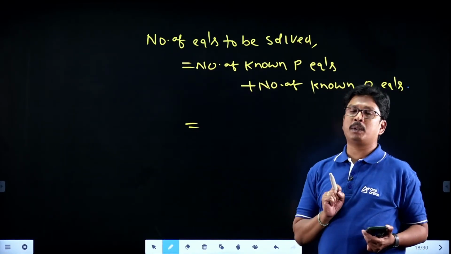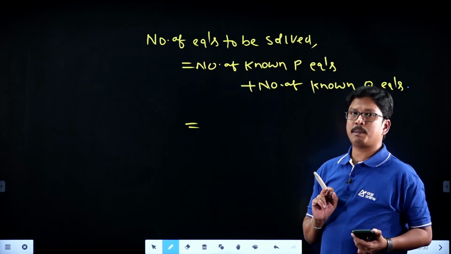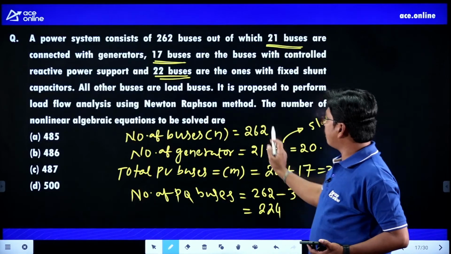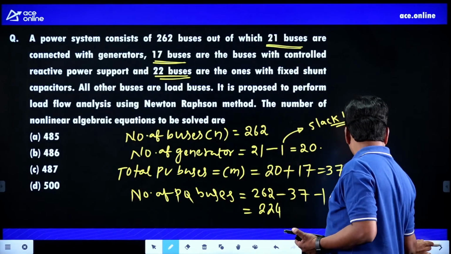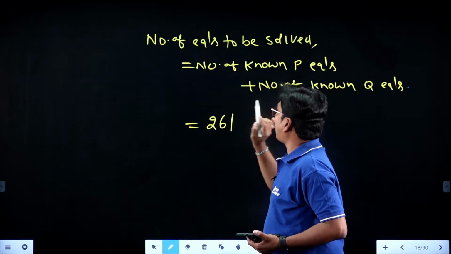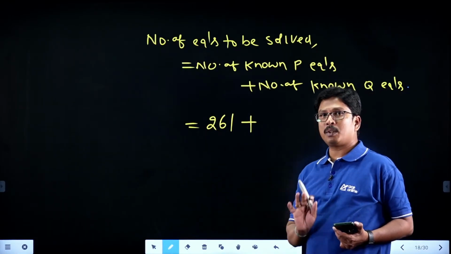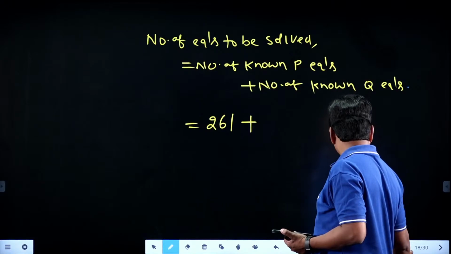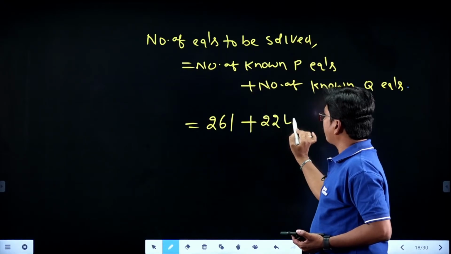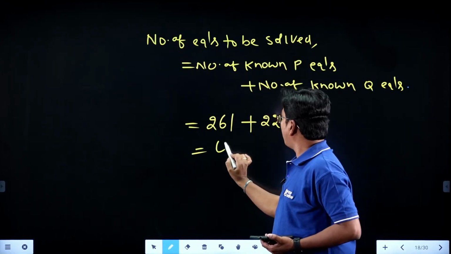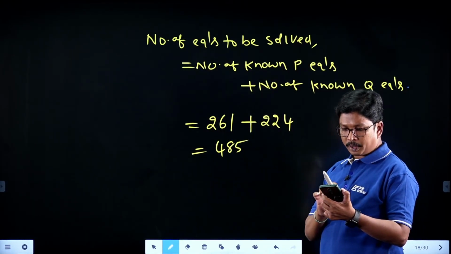At how many buses will P be known? At every bus except at the slack bus. The total number of buses is 262, so at 261 buses active power is known, plus at how many buses are Qs known? Qs are known only at the PQ buses. The number of PQ buses is only 224. So how many will it be? 485 is the answer. Very good.